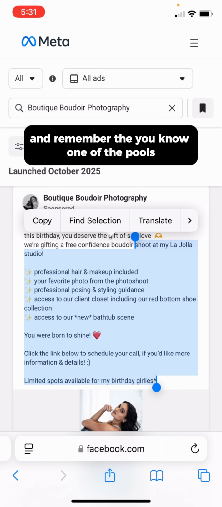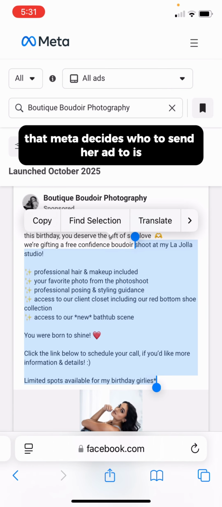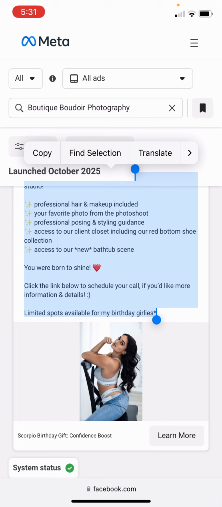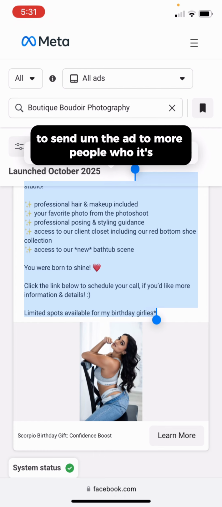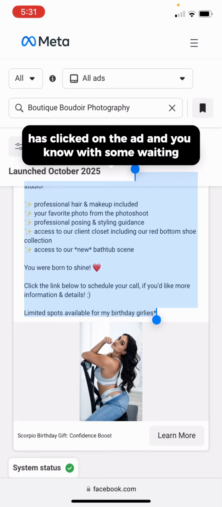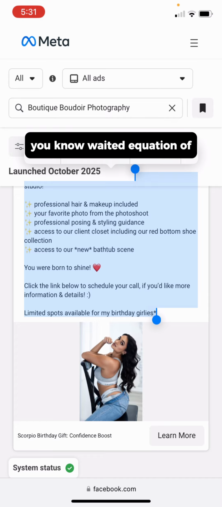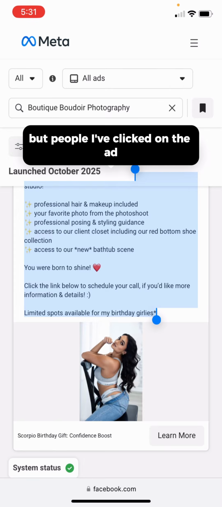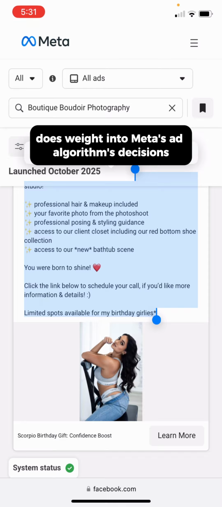And remember, one of the pools that Meta decides who to send our ad to is who has clicked on the ad. And then Meta tries to send the ad to more people who have clicked on the ad, with some weighting, a weighted equation of people that have converted. But people that have clicked on the ad does weigh into Meta's ad algorithm's decisions.